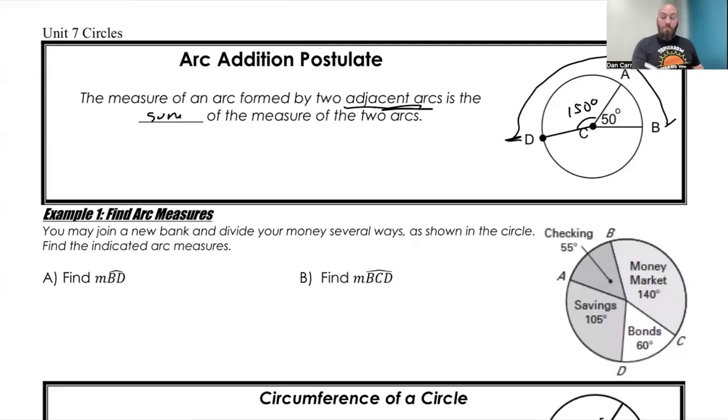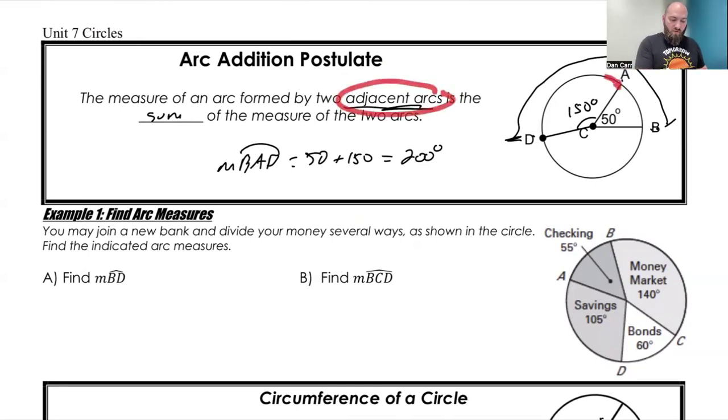So if that's the case, let's say I want to find the measure going from here to here. Because the central angle matches up to what's on the edges for the arc measures, to go all the way from B to A to D, the measure of arc BAD is going to equal 50 plus 150, which is 200 degrees. So that's what we're trying to show with this. It's two adjacent arcs. That one is adjacent to that one, and they basically share an endpoint.